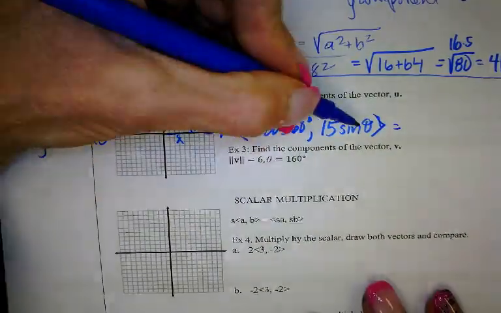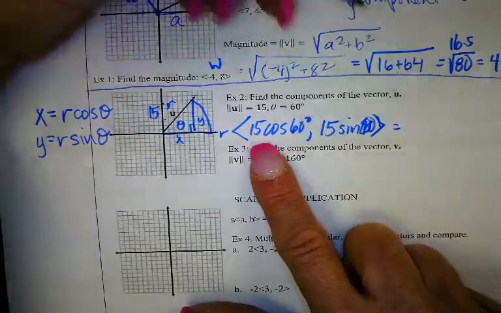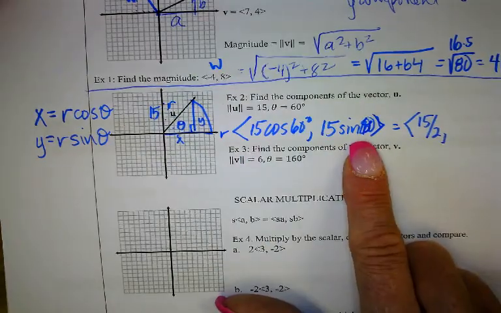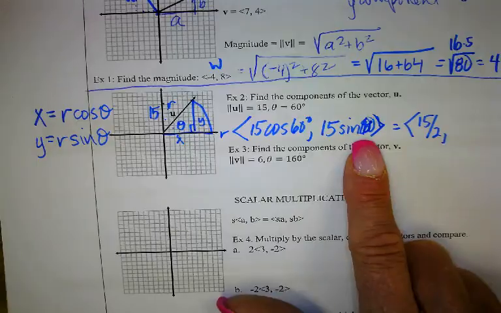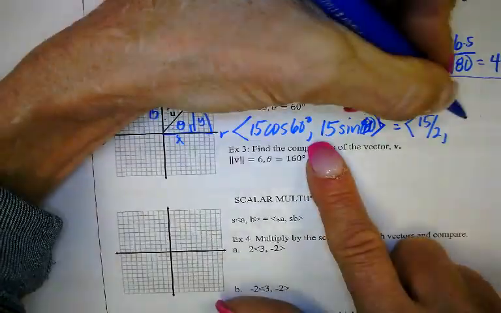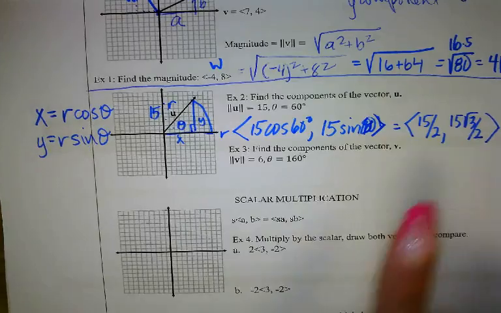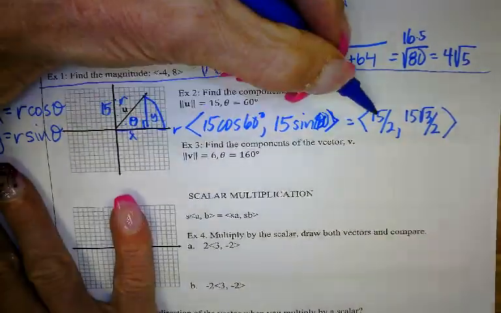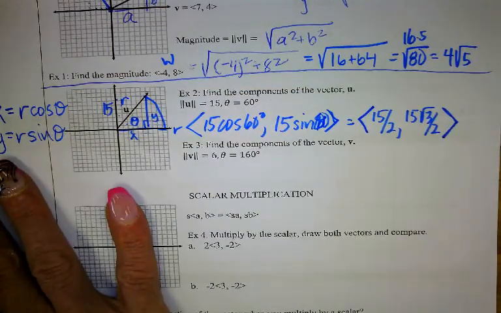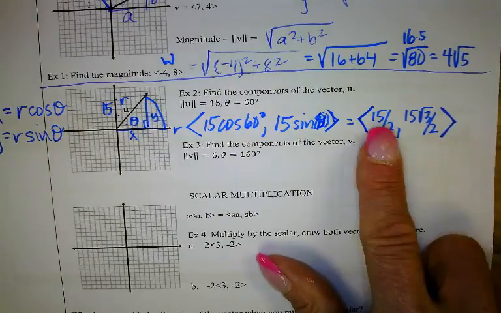The cosine of 60 is 1/2, so 15 times 1/2 is 15 halves. And the sine of 60, that should say 60, I wrote theta first. The sine of 60 is radical 3 over 2, so 15 radical 3 over 2 is the y component. The pointy brackets tell you it is a vector. Okay, so that's how you know you're dealing with a vector.